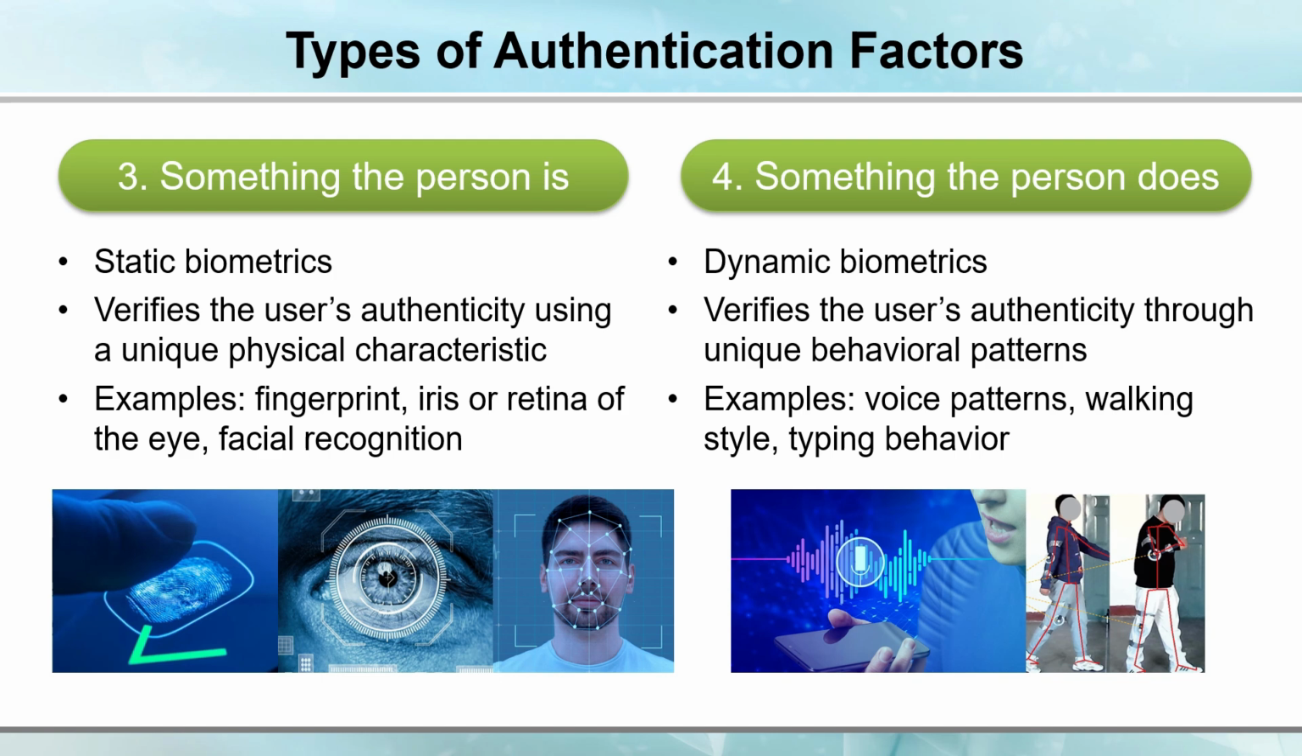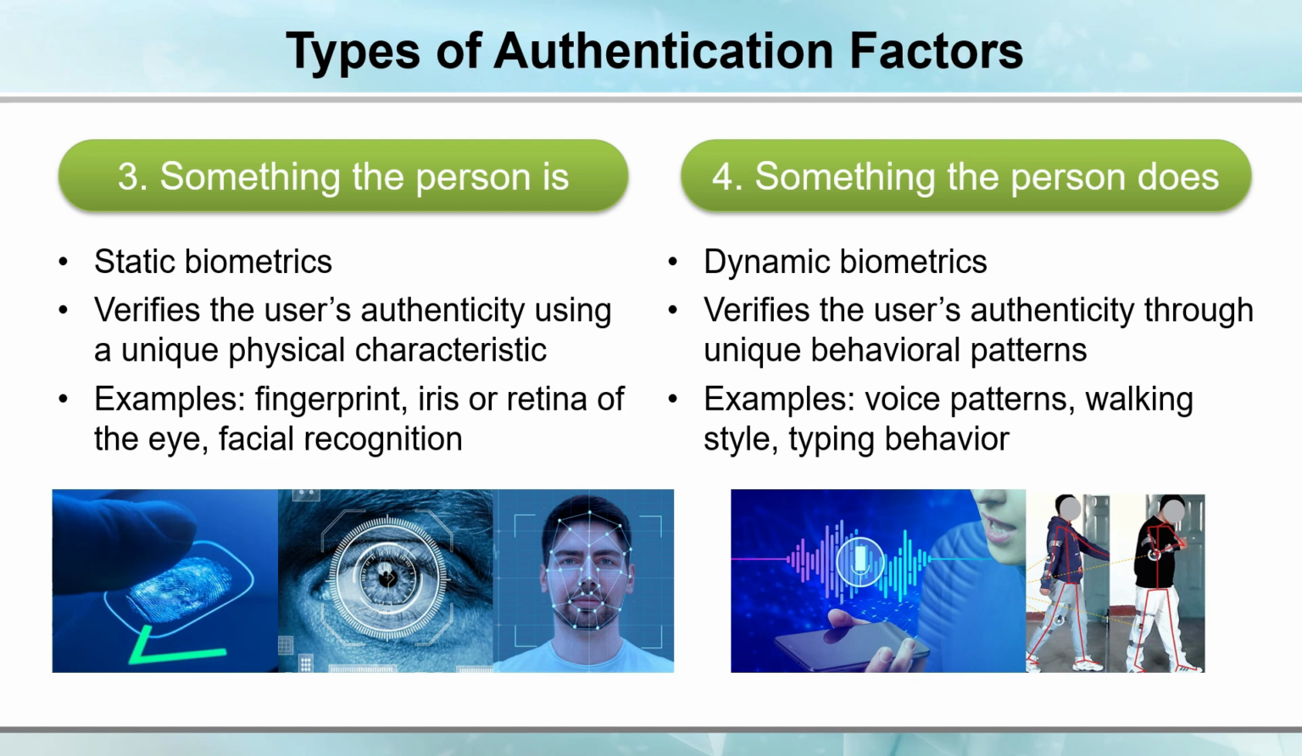Now, there are also authentication factors based on something the person is and something the person does. As mentioned earlier, many experts group both under the biometric factor, since they aim to identify a specific individual based on unique characteristics. The difference between these two factors is that something the person is relies on physical traits, such as fingerprints, iris or retina scans, or facial recognition. On the other hand, something the person does is based on behavioral patterns that distinguish each person, such as voice tone and pitch, walking style, or typing behavior.